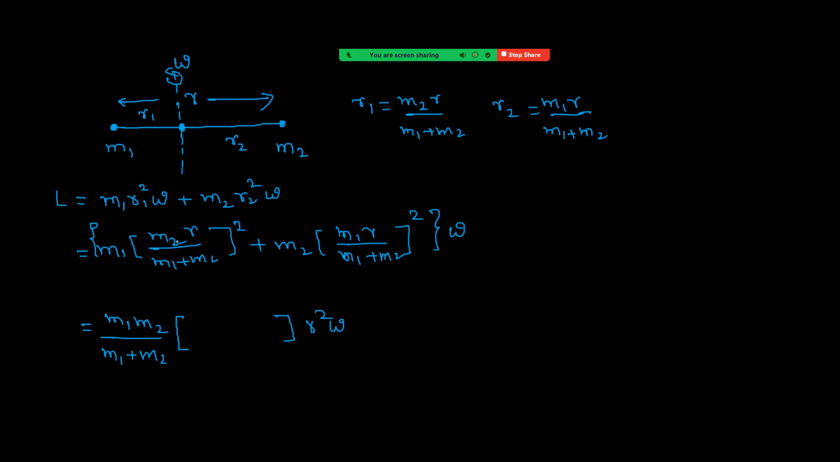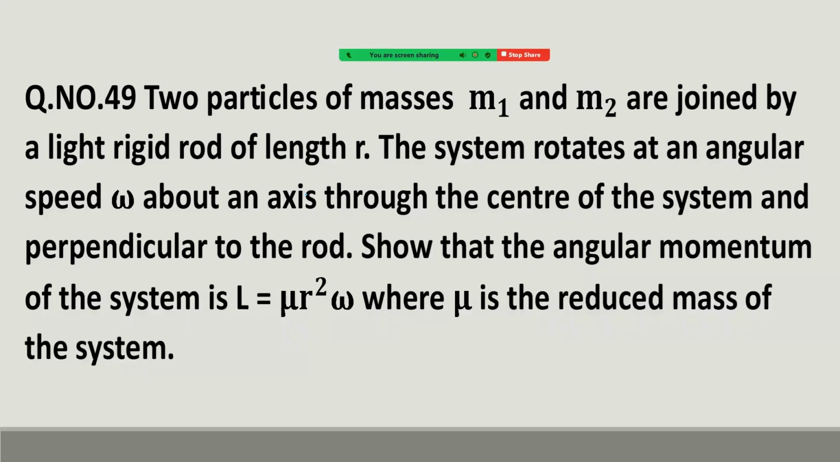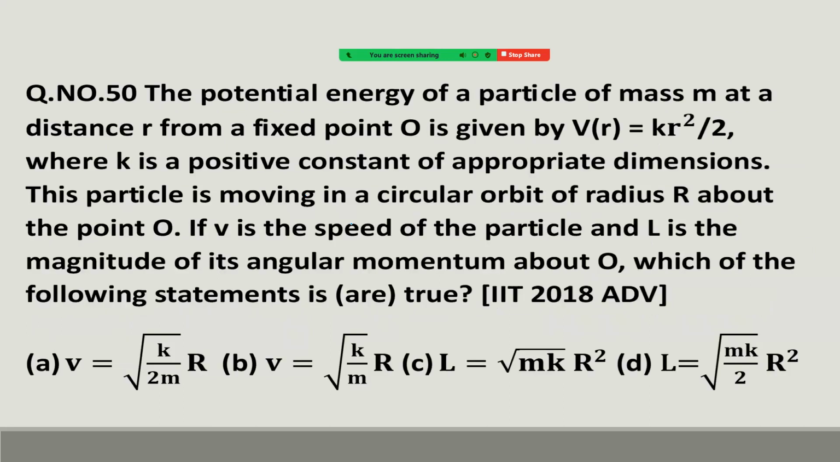See what else is left. Here m2 is left, m2 by m1 plus m2. Here m1 is left, so m1 by m1 plus m2. That total becomes now 1, right? This is now mu r square omega, where mu is known as reduced mass. This also we have learned in center of mass, right? So simply calculating I1 omega 1 plus I2 omega 2. Okay. See next one.